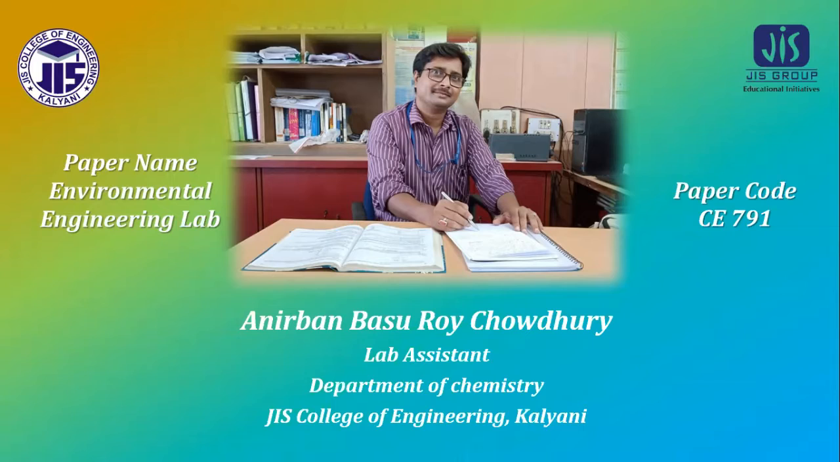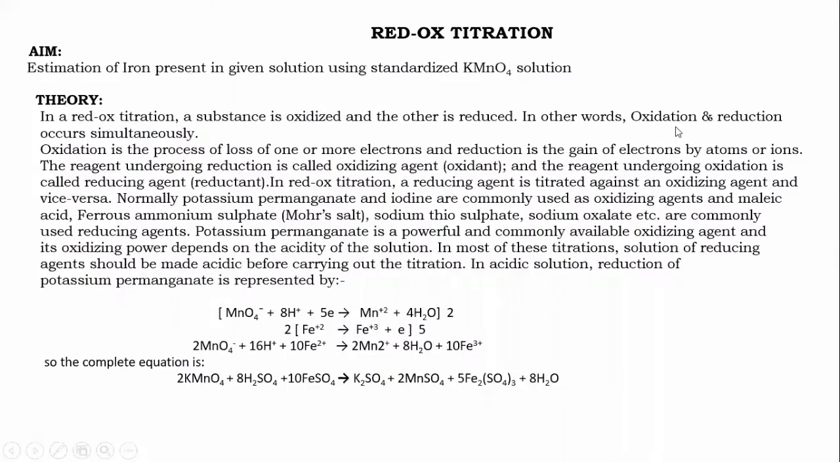The paper name is Environmental Engineering Lab and the paper code is Civil CE791. This is for Civil fourth year students. Today I am going to discuss the experiment, the estimation of iron present in the given solution using standardized KMnO4 by the redox titration method.